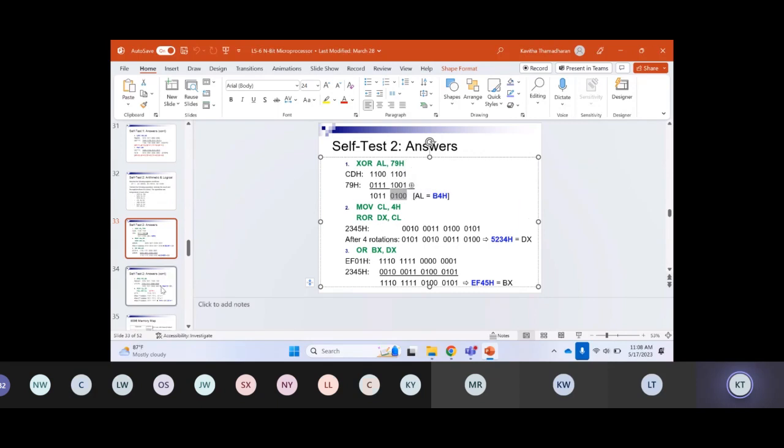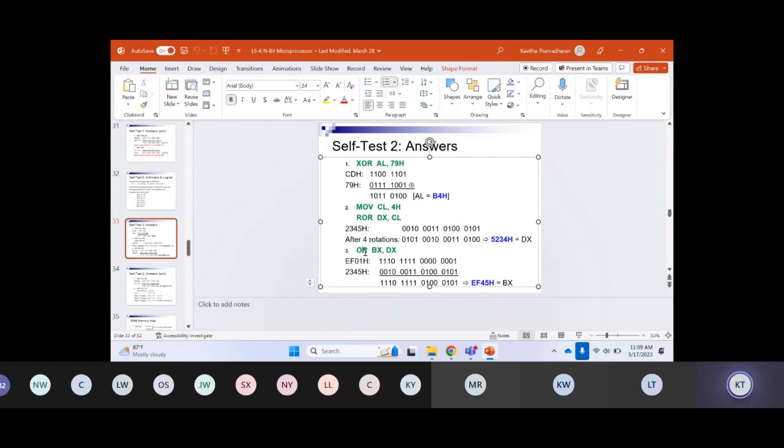The next one, rotate. Like I said, you need to move the number of times that you want to rotate into the counter, and then you do the rotate as per what is given: rotate to the right the DX value by 4 times. Here they didn't show each one of the rotations, but once you finish rotating, you should get this answer, and the answer will be stored in DX.